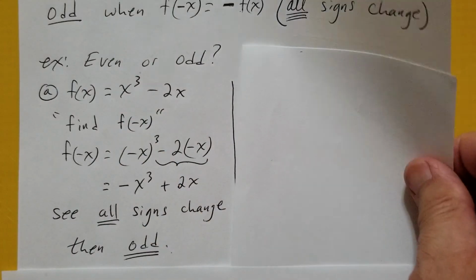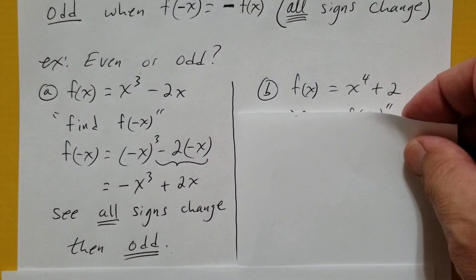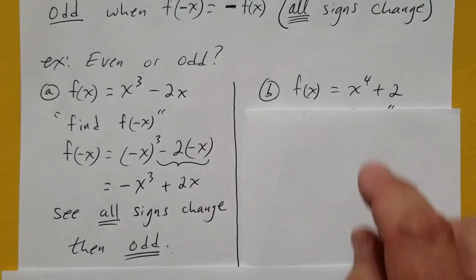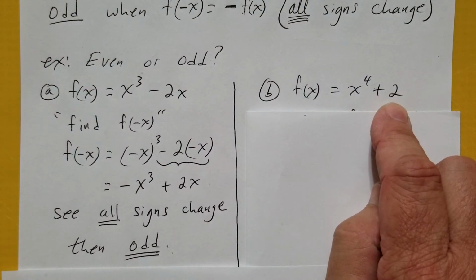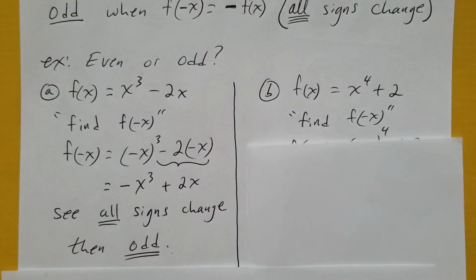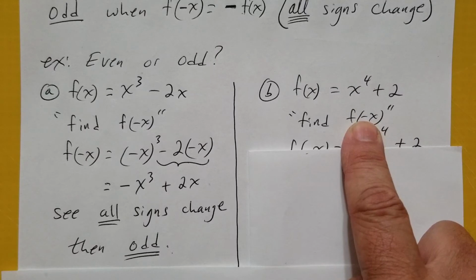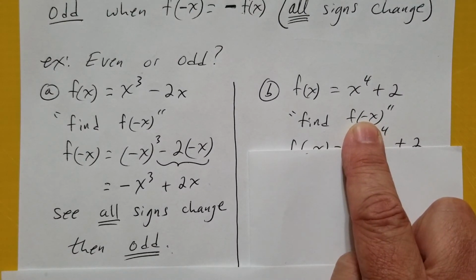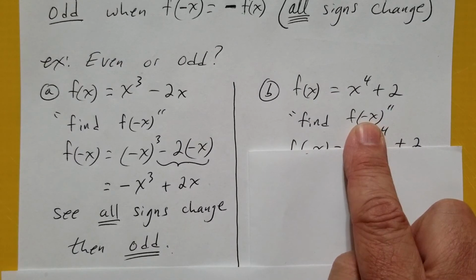Now let's check another one. This one says f of x is equal to x to the fourth plus 2. So now I'm going to find f of negative x and see what happens. Are all the signs going to change? Are all the signs going to stay the same? Let's find out.